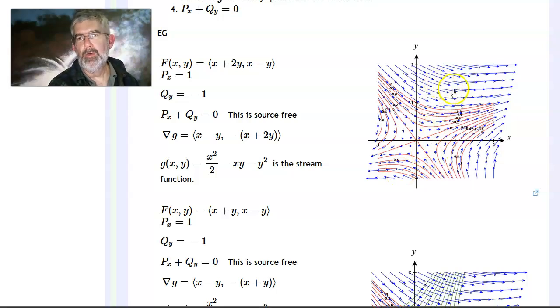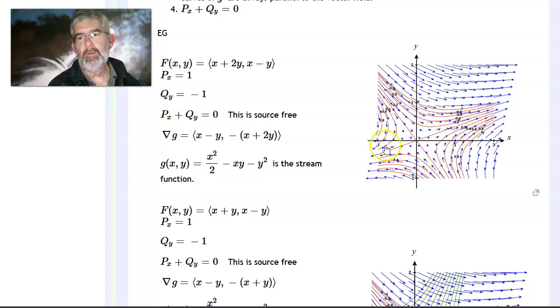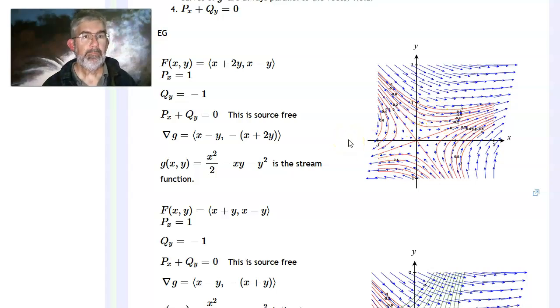The blue arrows are the vector field f, and the red curves are level curves of this function, x squared over 2 minus xy minus y squared. And you can see that those red curves are always parallel to the vector field.